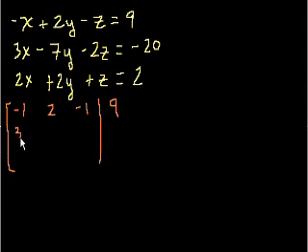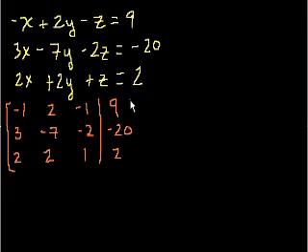And then we say 3x minus 7y minus 2z is equal to minus 20. I'm not doing anything here. I'm just rewriting it in a form that has a little bit less letters in it. And then the last equation is 2x plus 2y plus z is equal to 2.